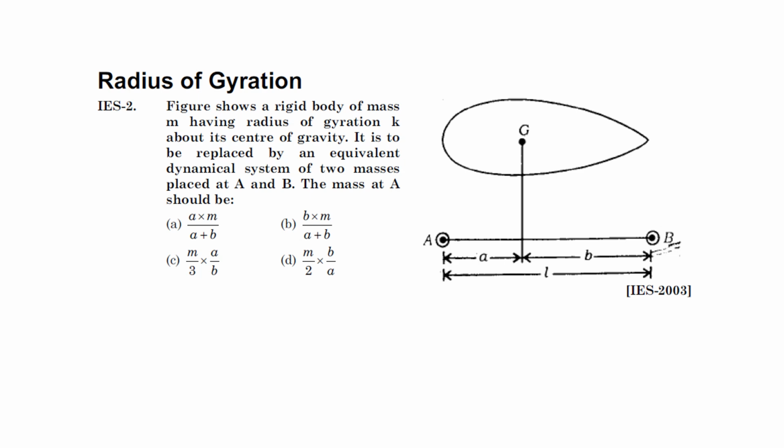Okay, next question. See, this is also a formula based question. There is nothing much to explain in it. It's just a formula, radius of gyration. If there is some figure, then we'll see what they are actually asking. The figure shows the rigid body of mass m having radius of gyration k about its center of gravity.